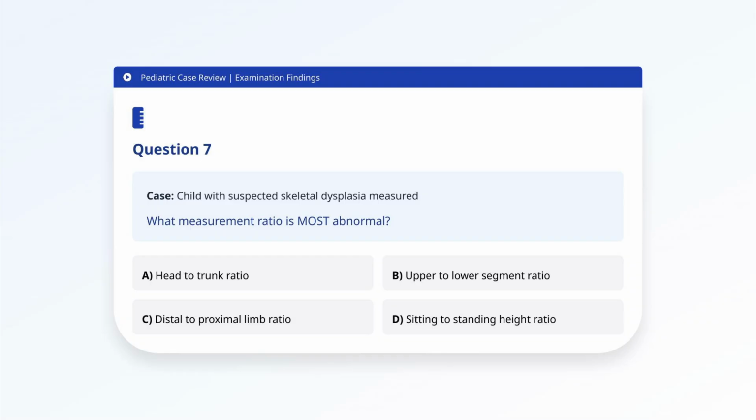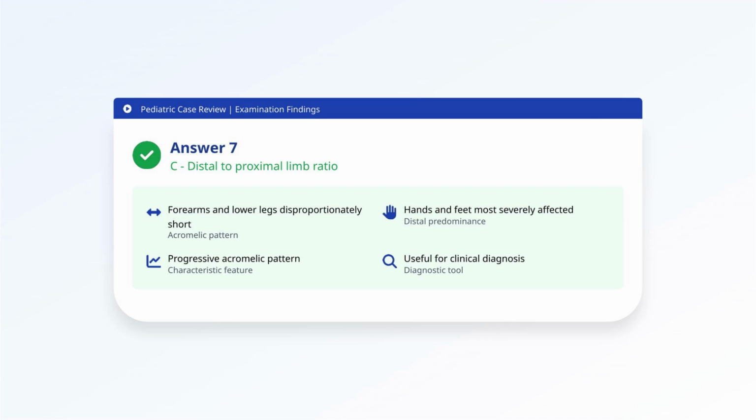A child with suspected Ellis Van Creveld Syndrome undergoes anthropometric measurements. What measurement ratio is most abnormal in this condition? Option A, head-to-trunk ratio. Option B, upper to lower segment ratio. Option C, distal to proximal limb ratio. Or Option D, sitting to standing height ratio. The correct answer is C, distal to proximal limb ratio.